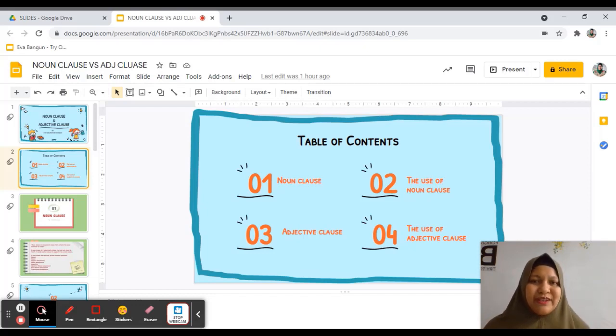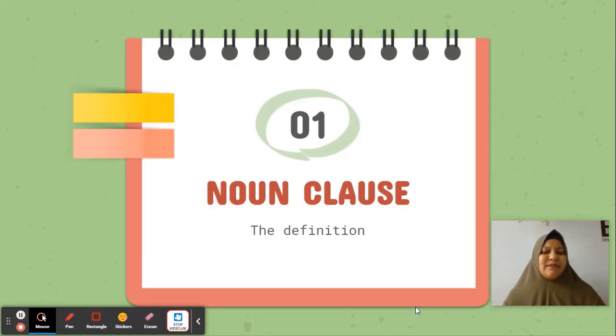There are 4 points that we are going to discuss here. The first is about noun clause. The second is about the use of noun clause. The third is about adjective clause. And the fourth is about the use of adjective clause. Okay, the first is about noun clause.